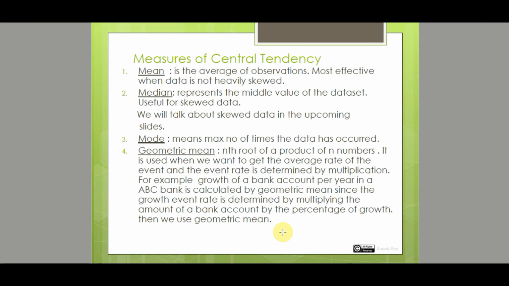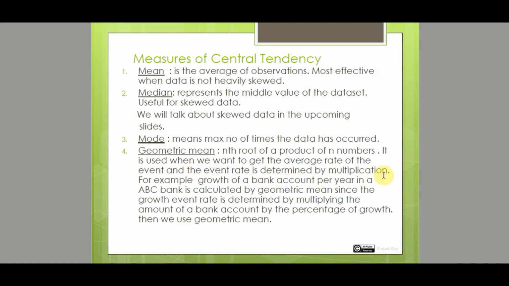Mean is the average of observations, most effective when data is not heavily skewed. Median represents the middle value of the data set, useful for skewed data. We will talk about skewed data in the upcoming slides. Mode means the maximum number of times the data has occurred. Geometric mean, the nth root of a product of n numbers, is used when we want to get the average rate of the event, and the event rate is determined by multiplication.